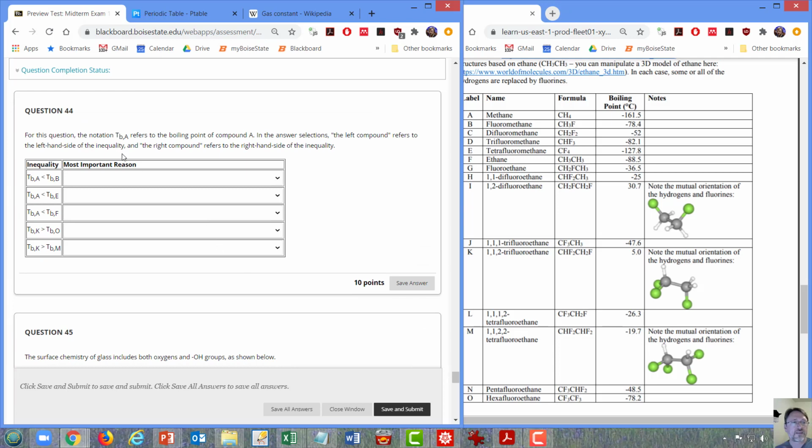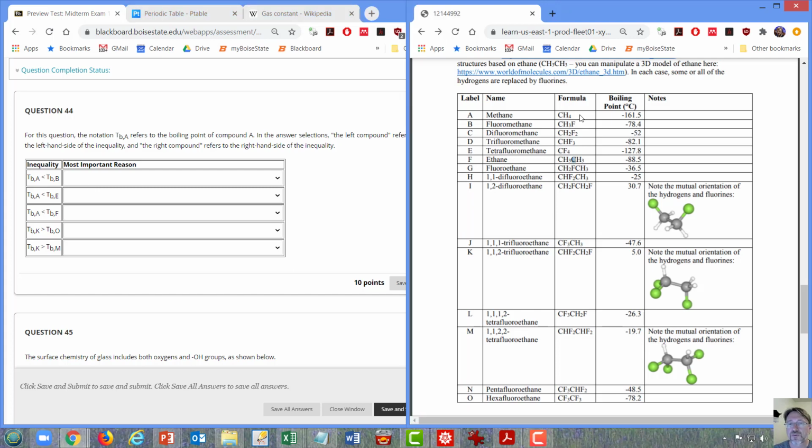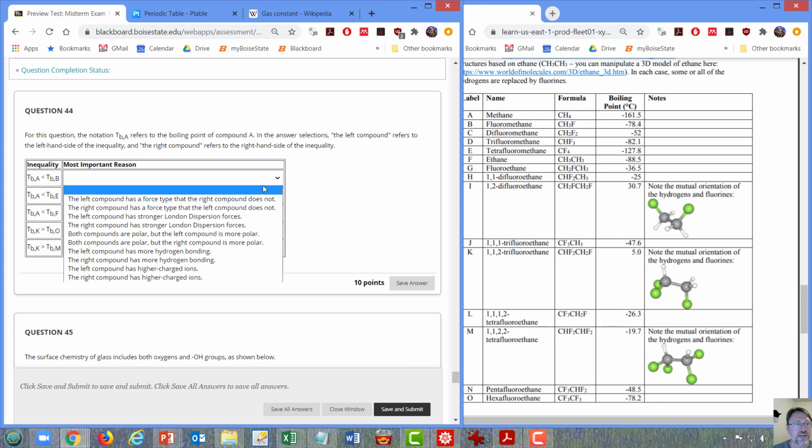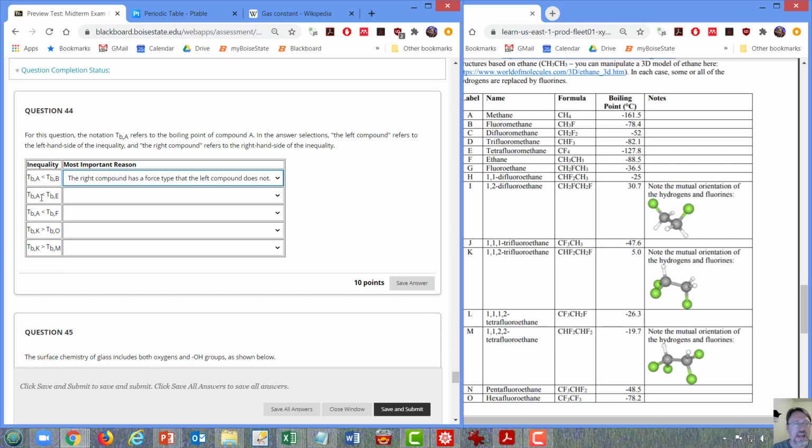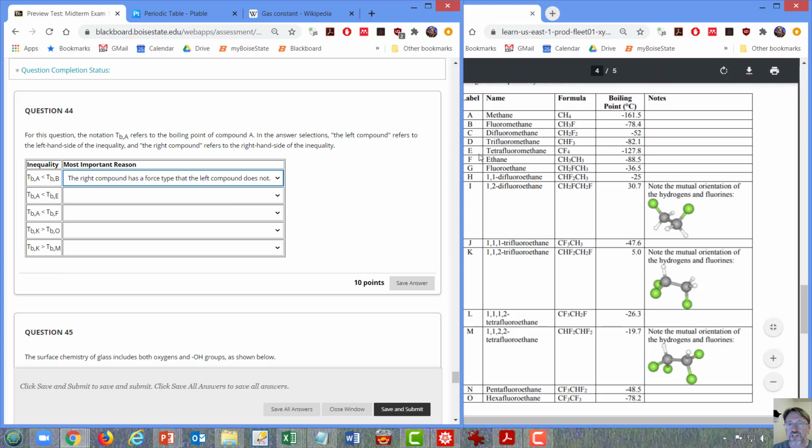Okay, boiling points comparing them. All right, compound A versus compound B. Compound A is methane. Compound B is this one, which has a dipole moment. So that means the most important thing is that the right compound, which is B, has a force type that the left compound does not, which is the dipole-dipole interactions. A versus E.